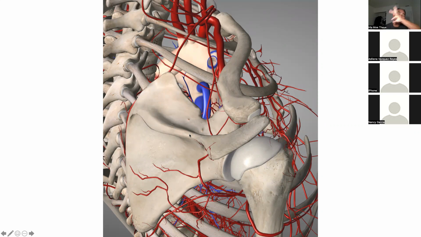So our supraspinatus muscle, which is above the spine of the scapula, will be originating from this area, and the infraspinatus muscle will be originating from this area. Supraspinatus above the spine, infraspinatus below the spine. And teres minor will be below the infraspinatus muscle.